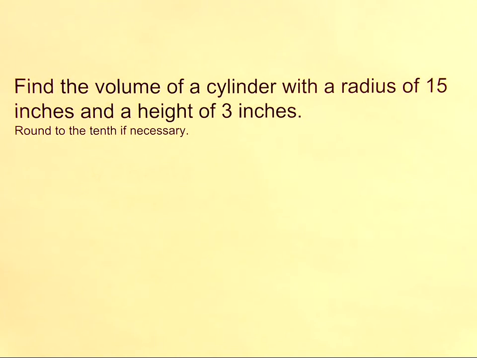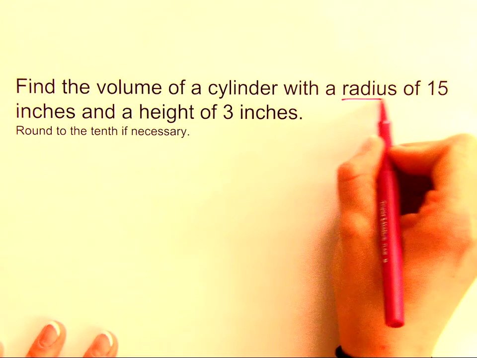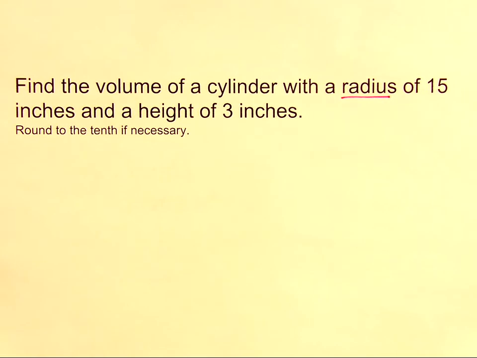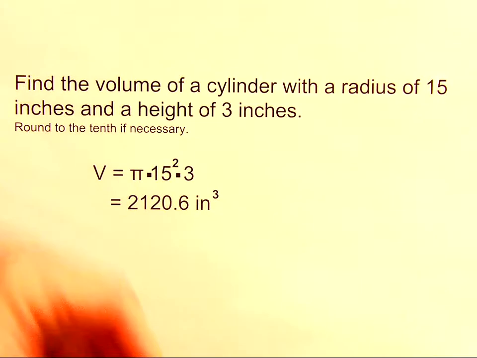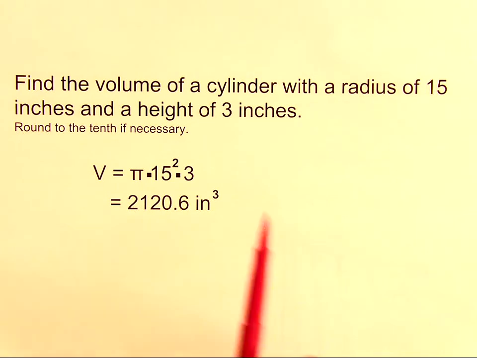Now you're going to find the volume of a cylinder without a picture. So you have to know what radius is without a visual. Go ahead and pause. Remember, fill in your formula and calculate the volume. So radius is 15, height is 3, volume is 2,120.6 cubic inches.